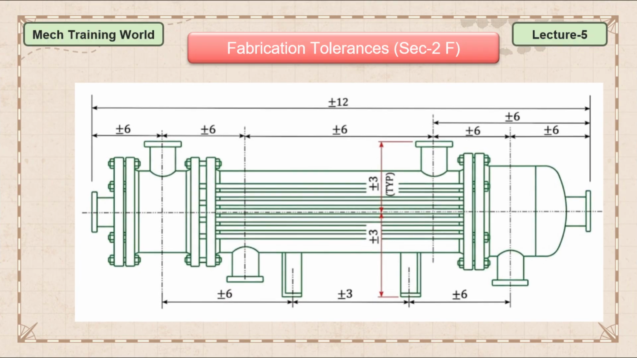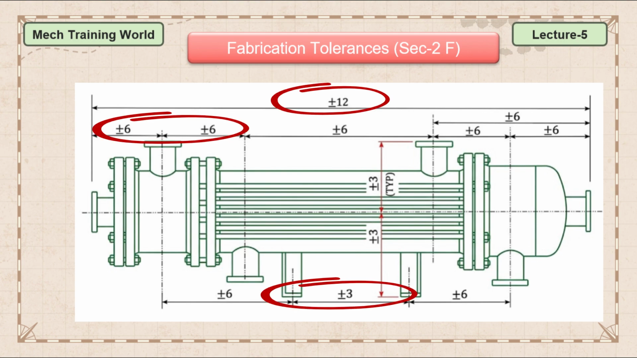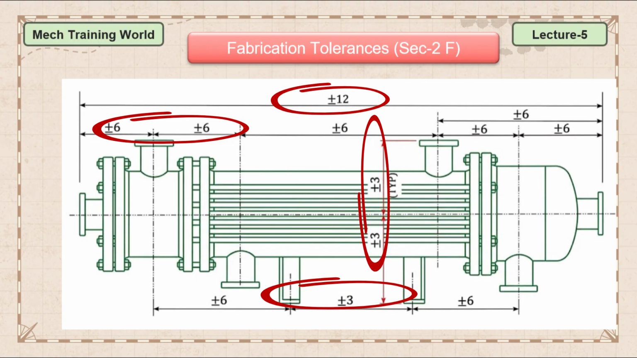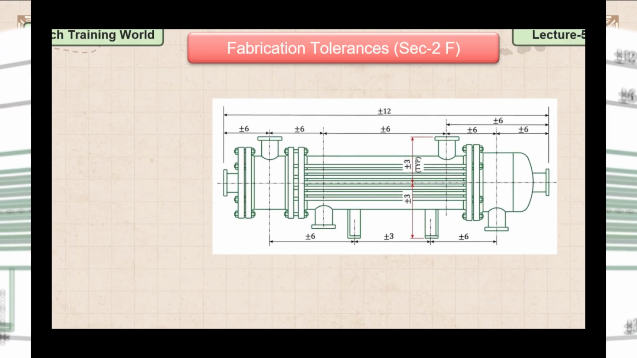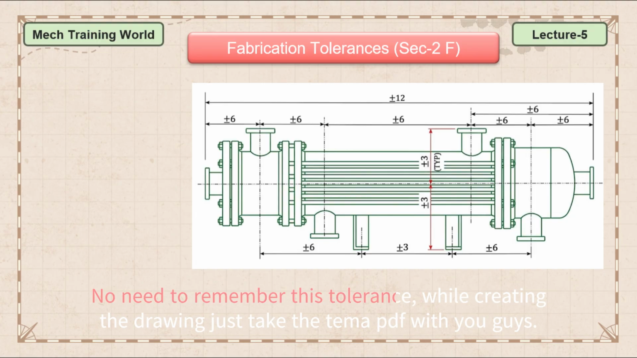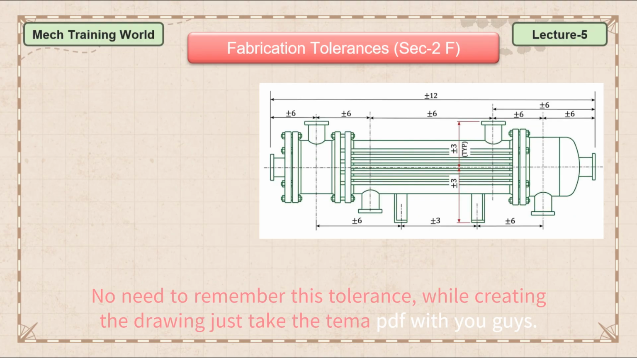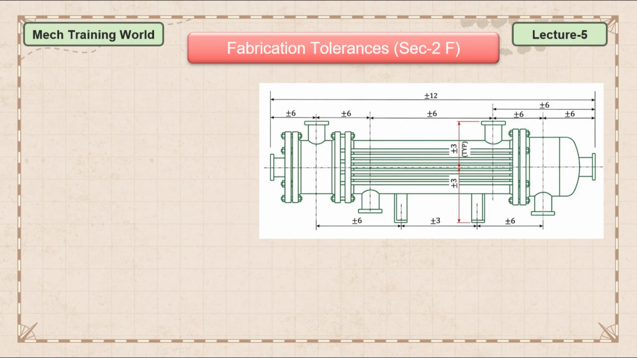Here you can see that this is a shell and tube heat exchanger with tolerances marked on overall length, nozzle locations, saddle locations, and vertical alignments. These are recommended tolerances. You can exceed them, but only with purchaser approval and justification. And no need to remember these tolerances. While creating the drawing, just take the TEMA PDF with you, guys.